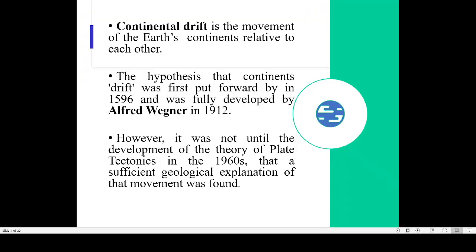Then in 1912, another person called Alfred Wegener, who was also a geologist, studied about that. He put forward a theory that there are some movements on the surface of the earth. Our continents are not always static; they are moving by 1 or 2 centimeters each year. This movement of continents is known as drifting. Drifting simply means movement. So this movement of continents is today known as continental drift.